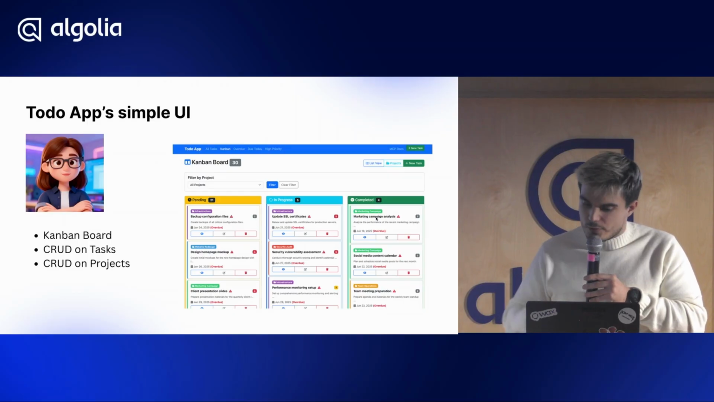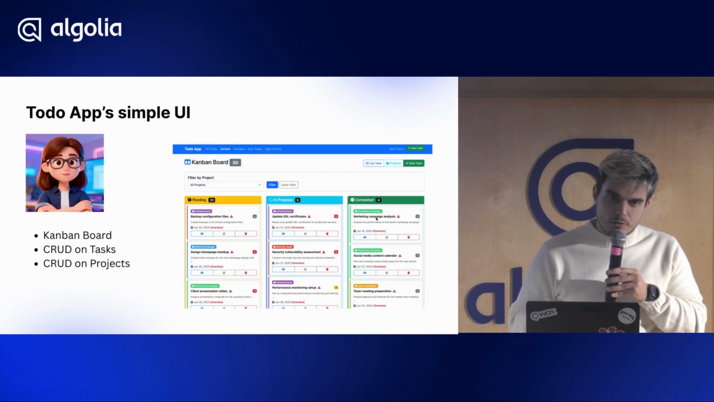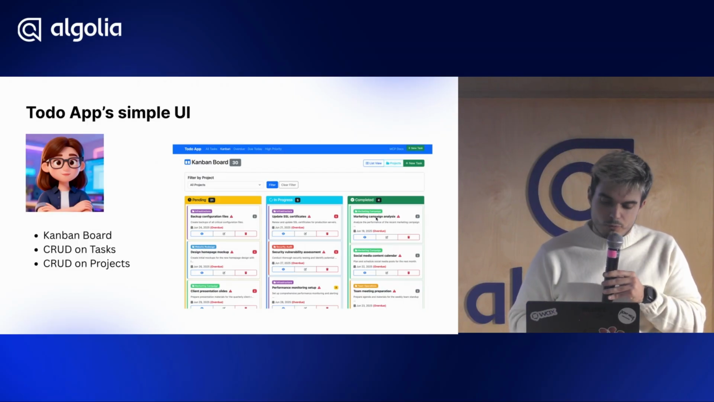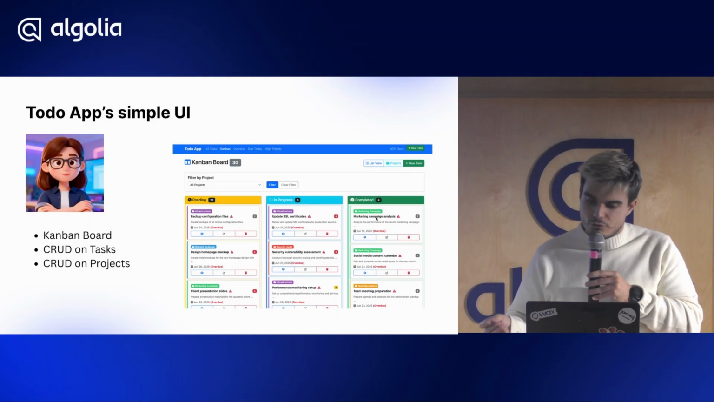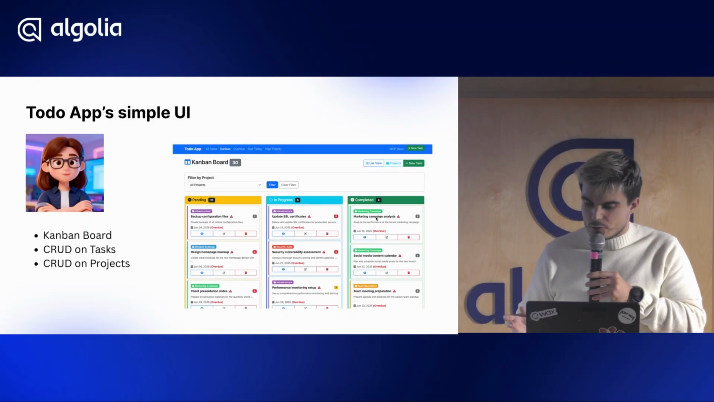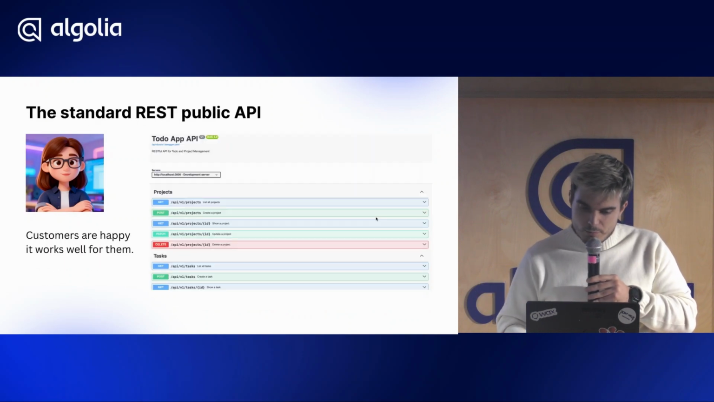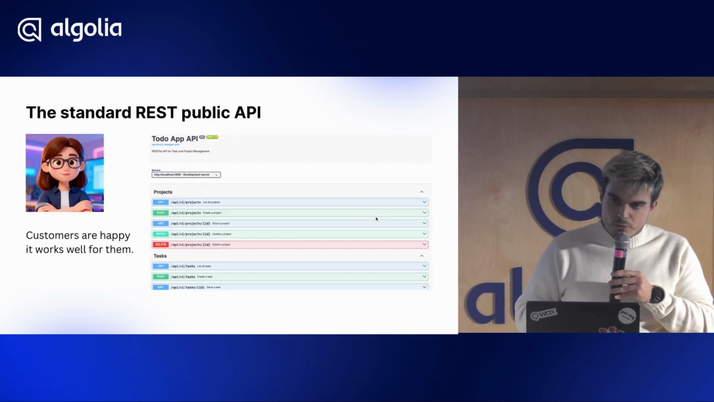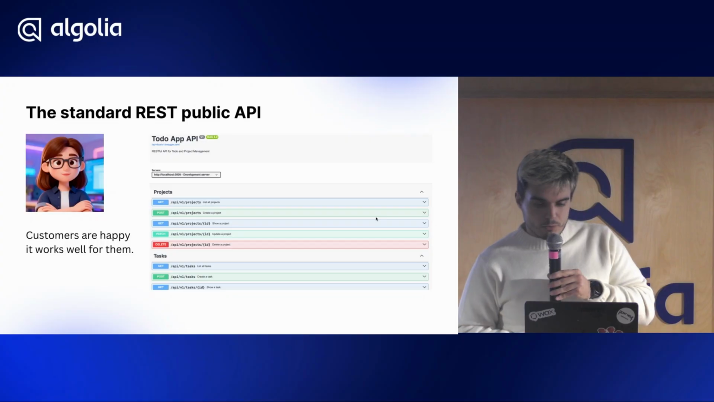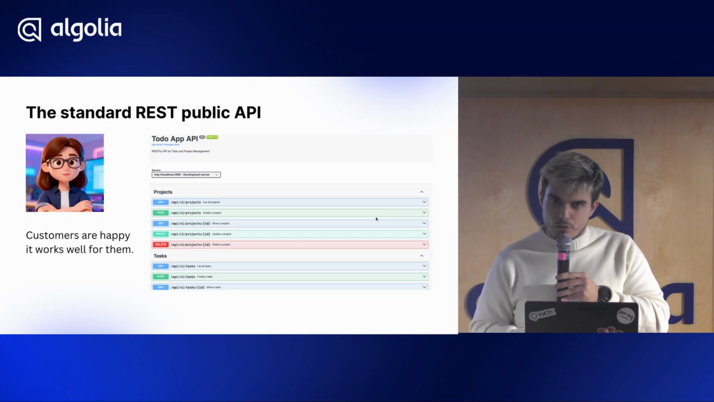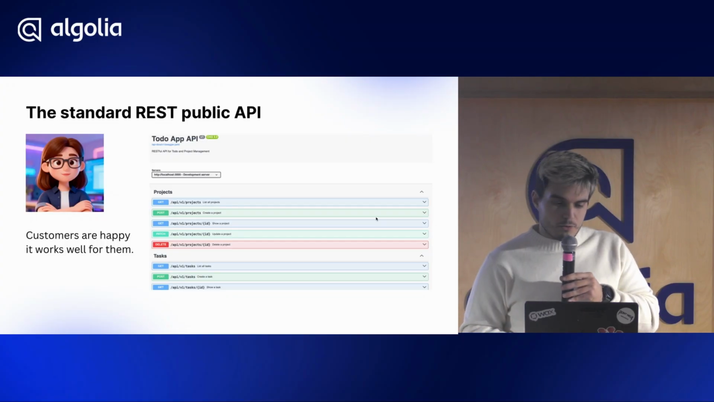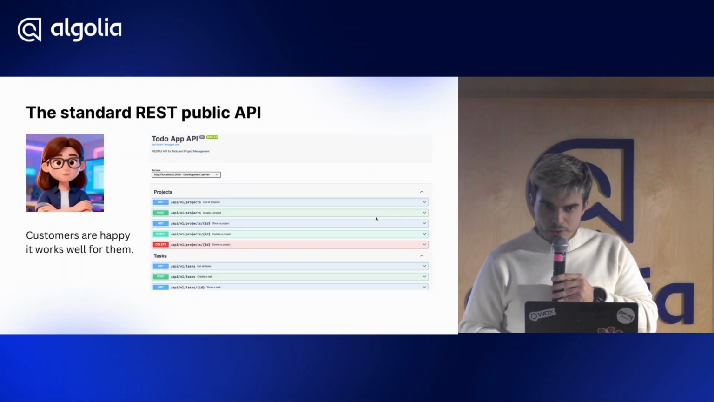She has this small app, which is a Kanban board. It can do create, read, update, and delete on tasks and projects, and it's working really great. You have 3 columns, a standard To-Do app. It also has a REST public API, and it's thriving. All of the customers are really happy. So what could go wrong now?